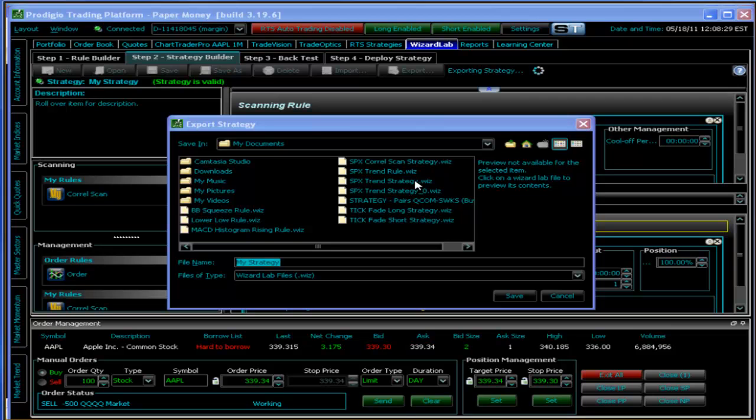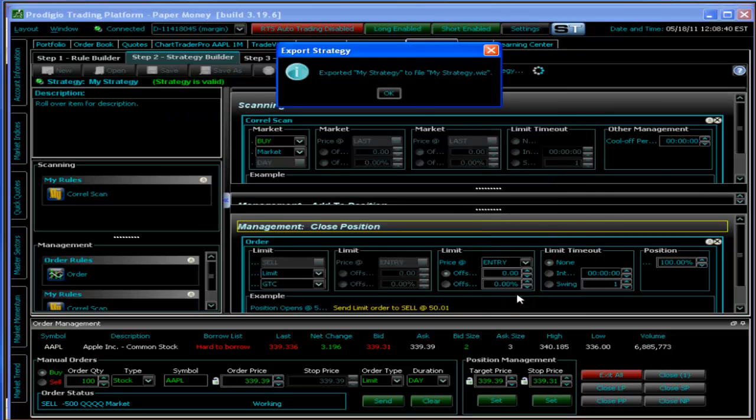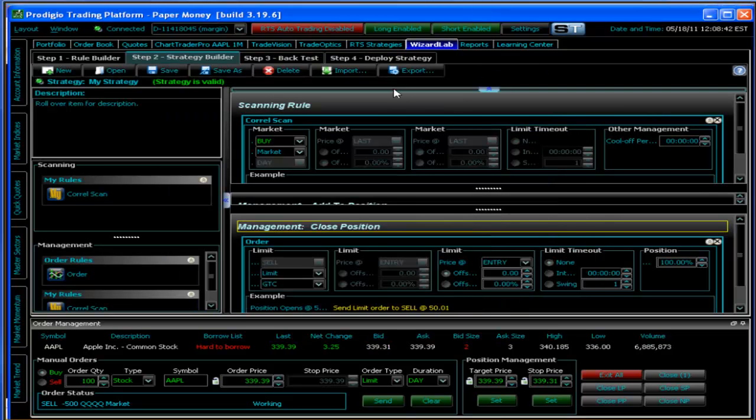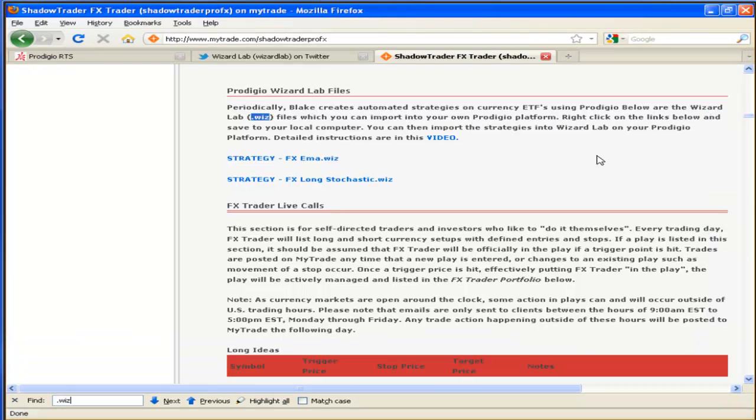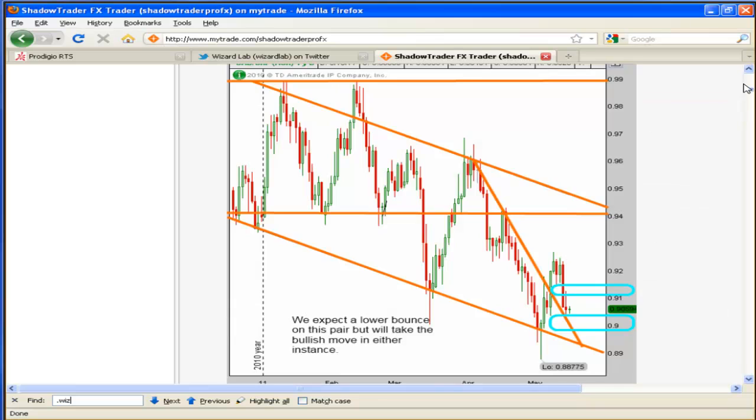It's also the mechanism that Shadow Trader is using to share some of the strategies those guys are working on over there. So for example, if I save a Wiz file, that's going to save this to my file system. What the Shadow Trader team will do is take those Wiz files and post them in the newsletters. I wanted to share with you right now an example of one of these newsletters.